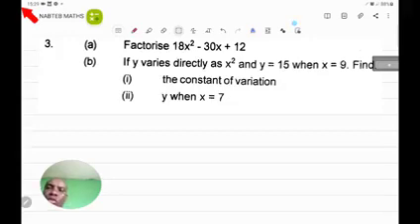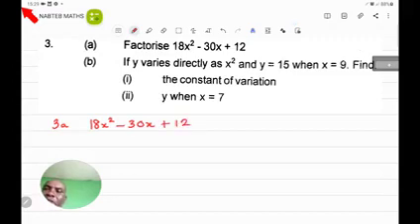So we are set to solve question 3a. It says we should factorize 18x squared minus 30x plus 12. Now, if I look very well, these are all multiples of 6, so I can pull out 6 from here. I'll start by pulling out 6.